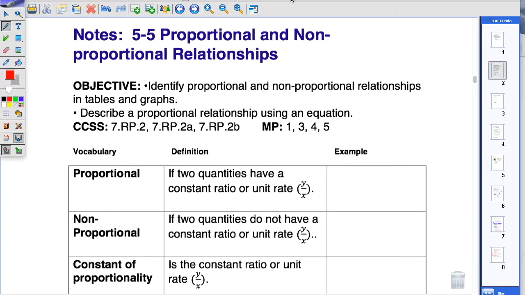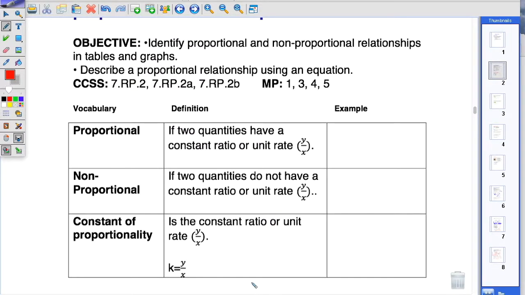Notes 5.5, Proportional and Non-Proportional Relationships. The objective is to identify proportional and non-proportional relationships in tables and graphs, and to describe a proportional relationship using an equation. Core state standards are listed in our mathematical practices.